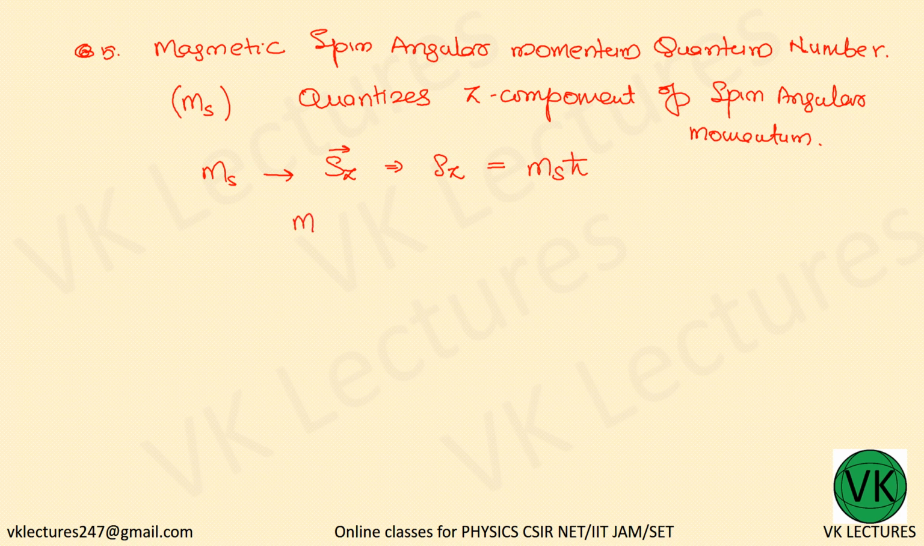So ms values are either plus half or minus half. We know that the s value can have only half, so ms can have plus half or minus half.